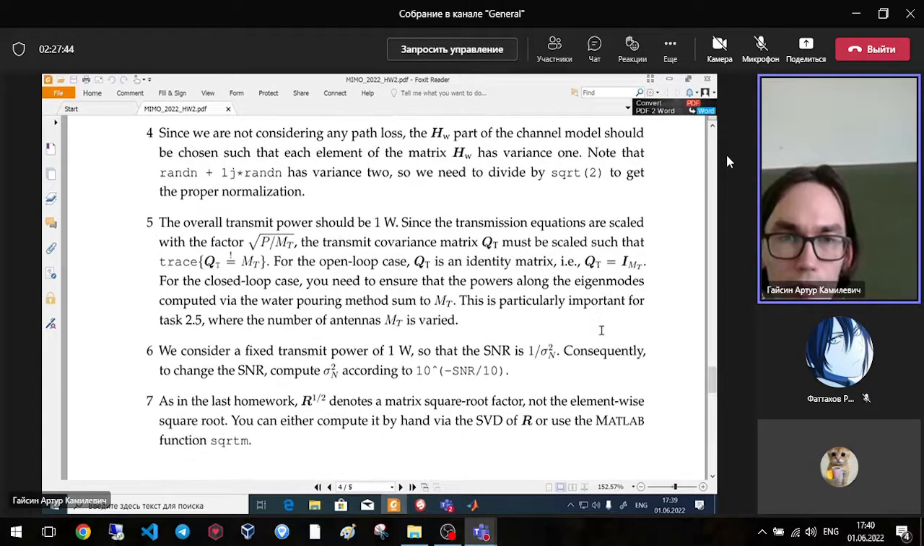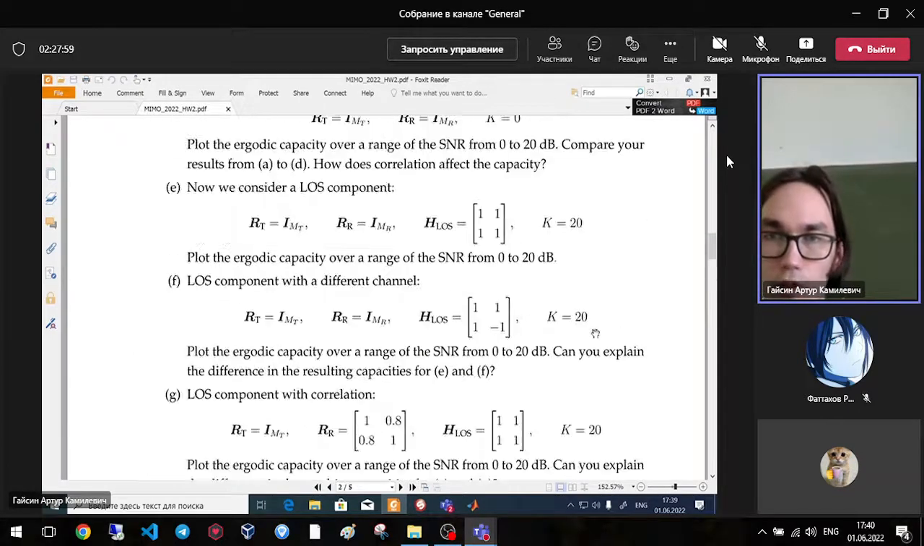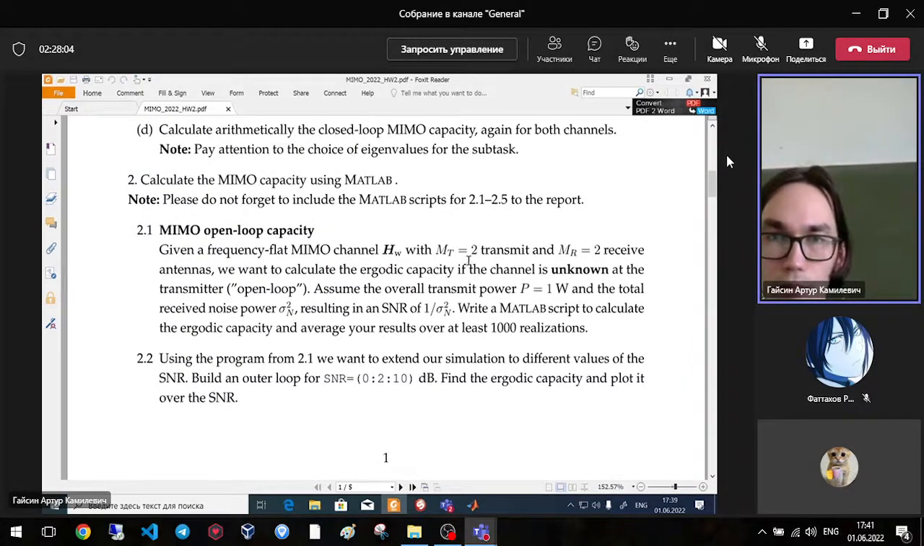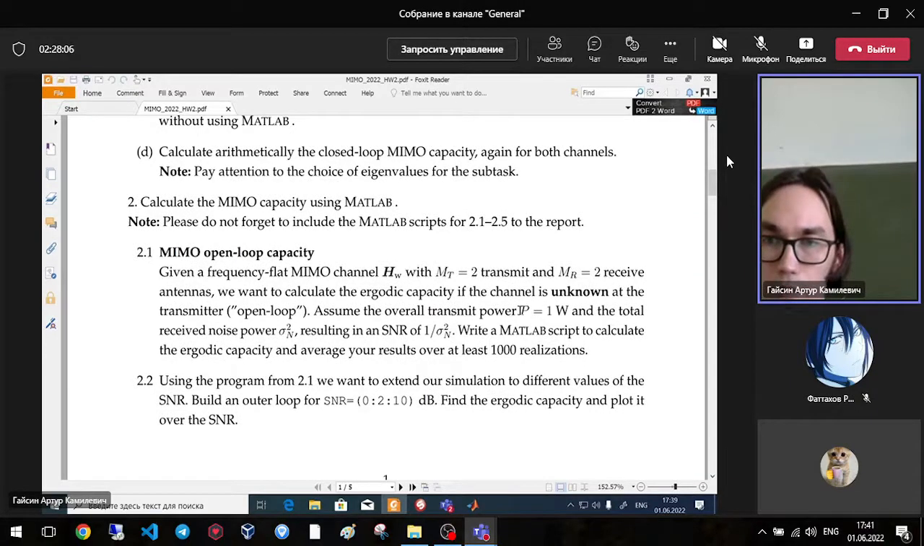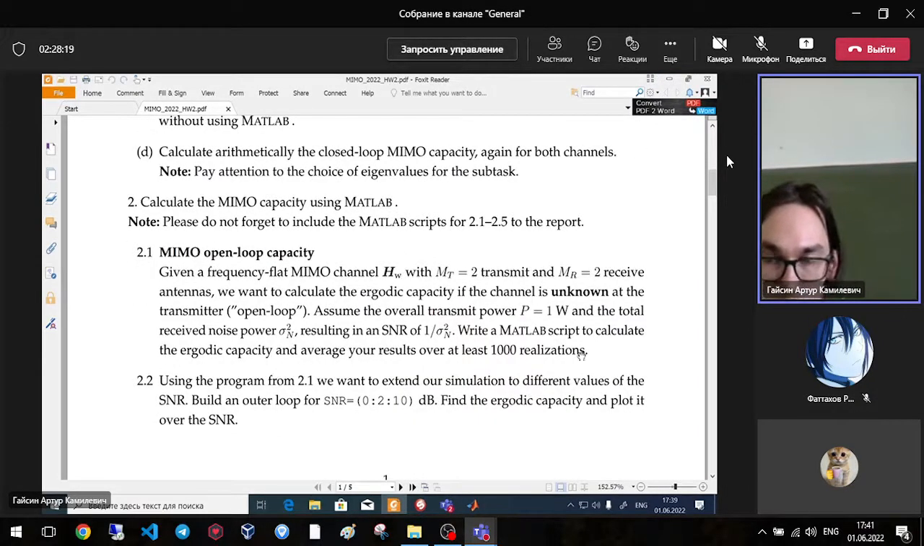And here are some additional things that you should remember about trace and how we can calculate signal to noise ratio, because in the beginning, you are given only the power, which is equal to 1. I think somewhere here, yes, the power equal to 1, and the signal to noise ratio is equal to 1 divided by this variance. So let's start from the beginning with this MATLAB script.